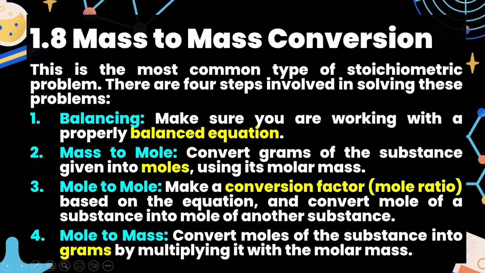Next is mass to mass conversion. This is the most common type of stoichiometric problem. There are 4 steps involved in solving these problems. The first step is balancing. Make sure that you're working with a properly balanced equation.